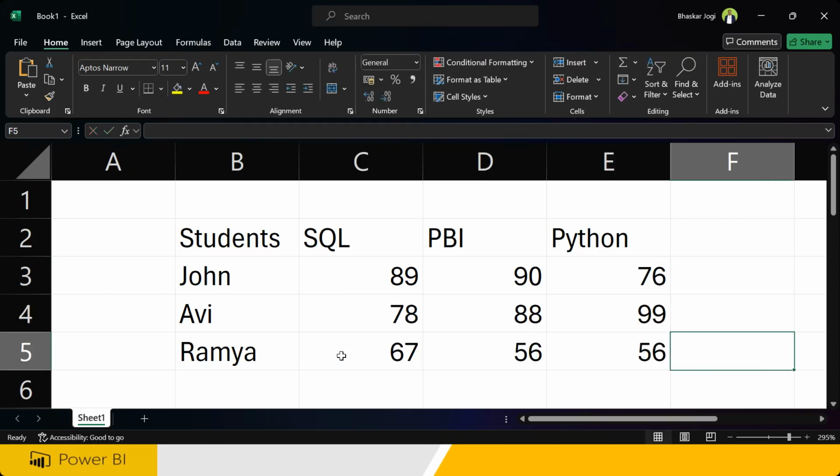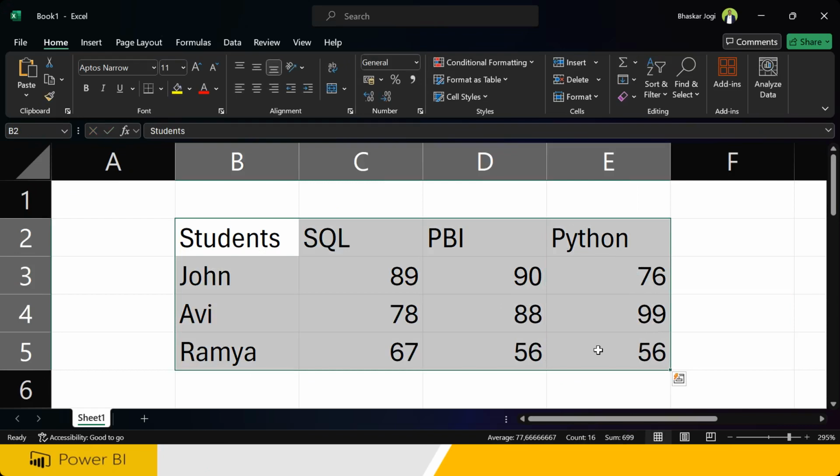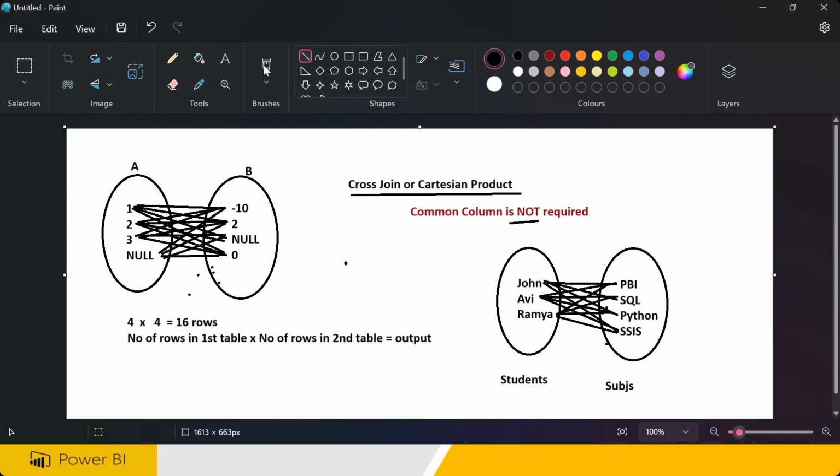56 out of 100. Now tell me, what is this? It is nothing but your matrix. So cross join is your matrix. Clear? I have given you one more example yesterday. Let me give you that example.